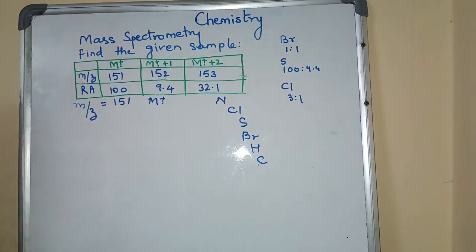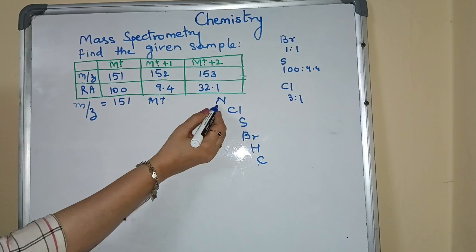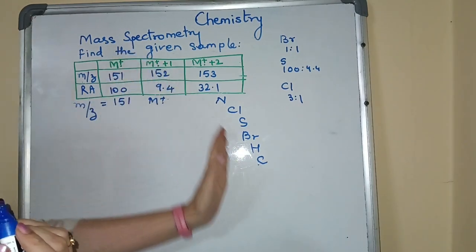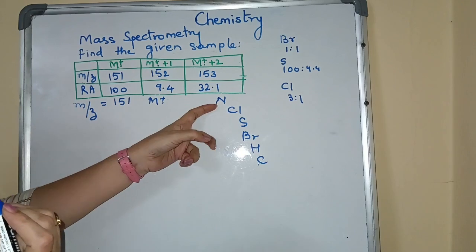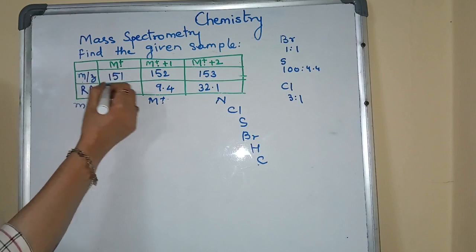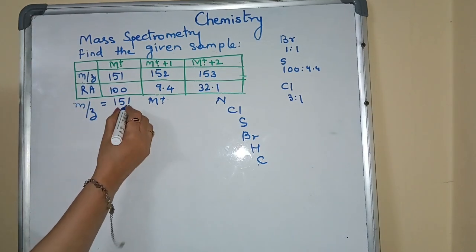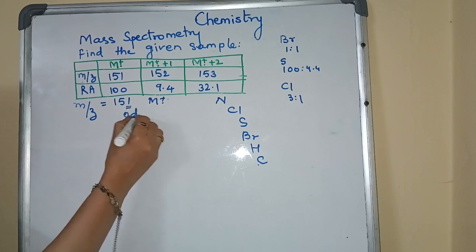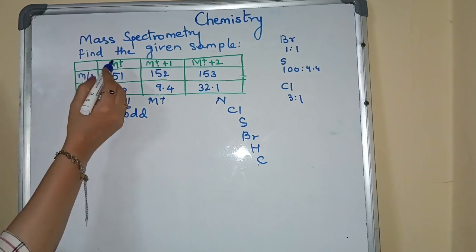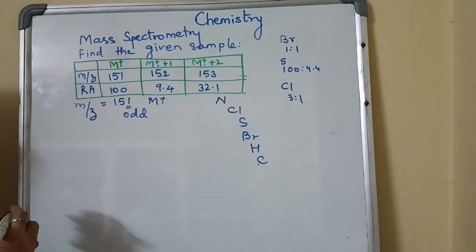Now here, the first thing we have to do when we get this, we have to find out whether nitrogen is present, chlorine, sulphur, bromine, hydrogen and carbon. These all things we have to find out. Let us first find out whether nitrogen is present. For nitrogen to be present, the molecular weight or M plus dot peak must be odd. Here you can see it is an odd number. If M by Z ratio of M plus dot peak is odd, it means nitrogen is present.